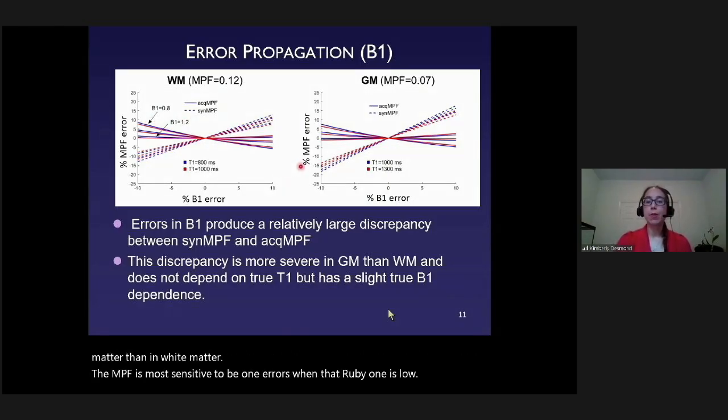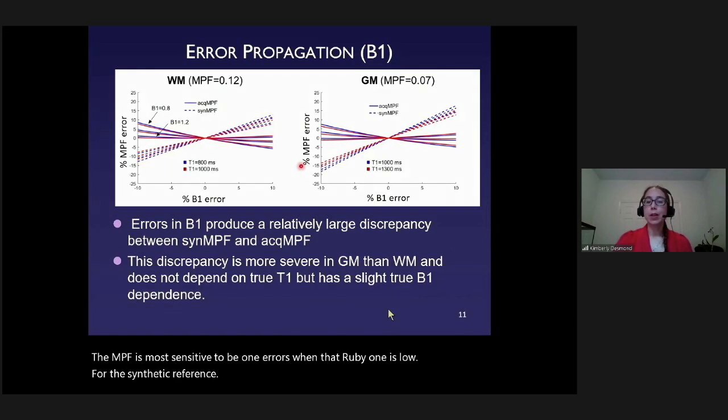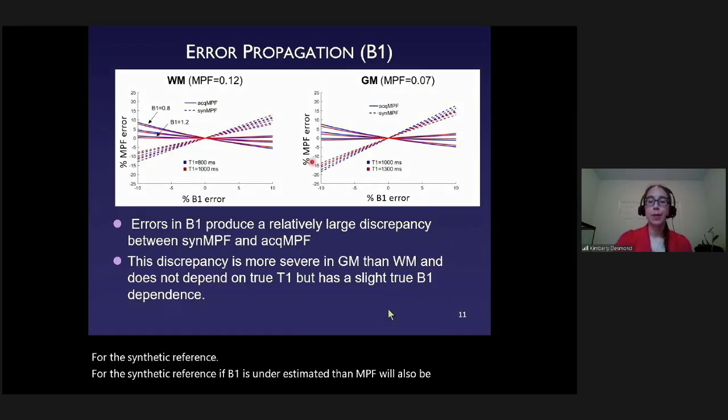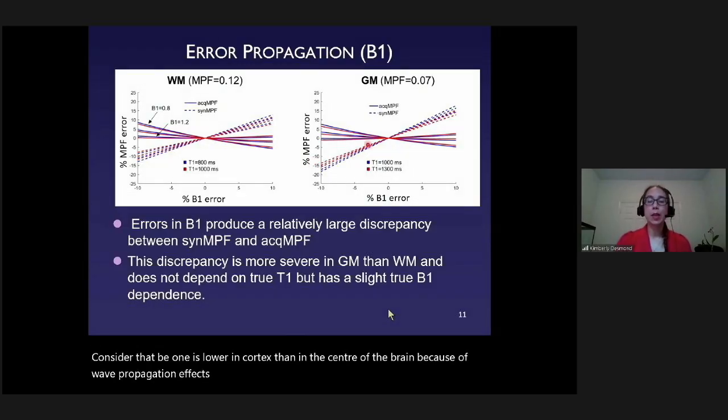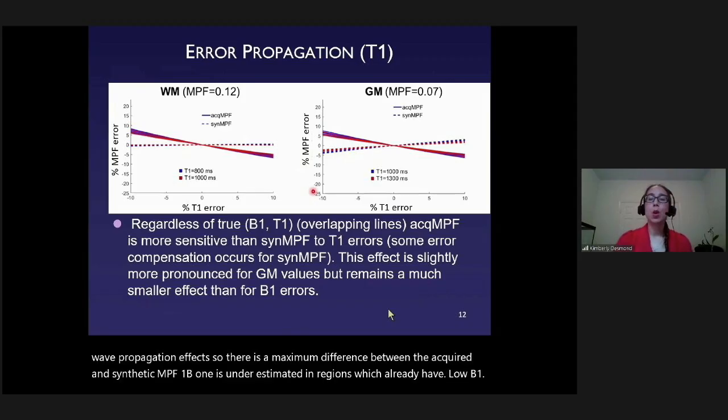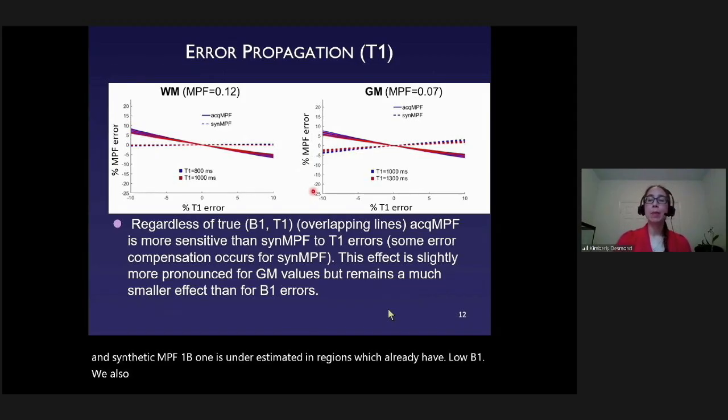For the synthetic reference, if B1 is underestimated, then MPF will also be underestimated. Consider that B1 is lower in cortex than in the center of the brain because of wave propagation effects. So there is a maximum difference between the acquired and synthetic MPF when B1 is underestimated in regions which already have low B1.